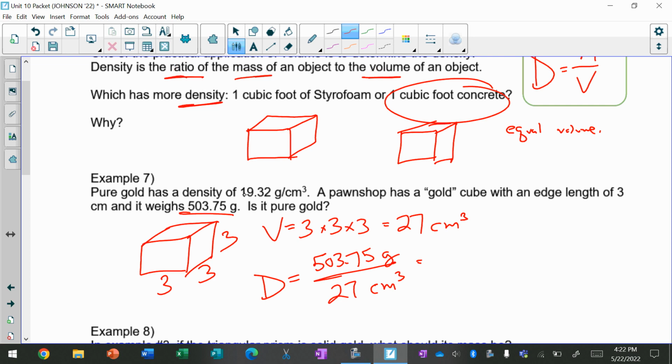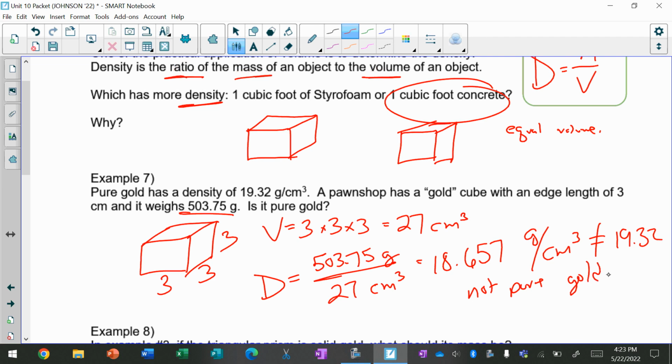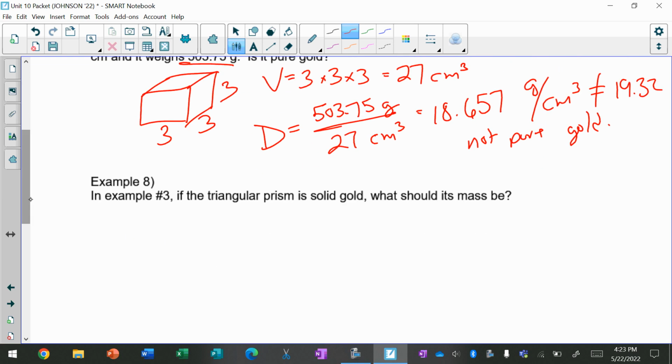So get your calculator. 503.75 divided by 27, 18.657 grams per cubic centimeter, which, I'm no genius, does not equal 19.32. Not pure gold. Okay? And that's it. So we're going to use this density function throughout this unit. So we've got one more.